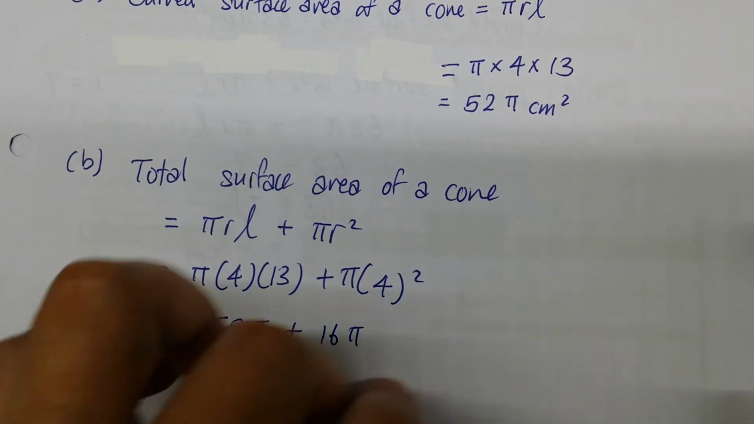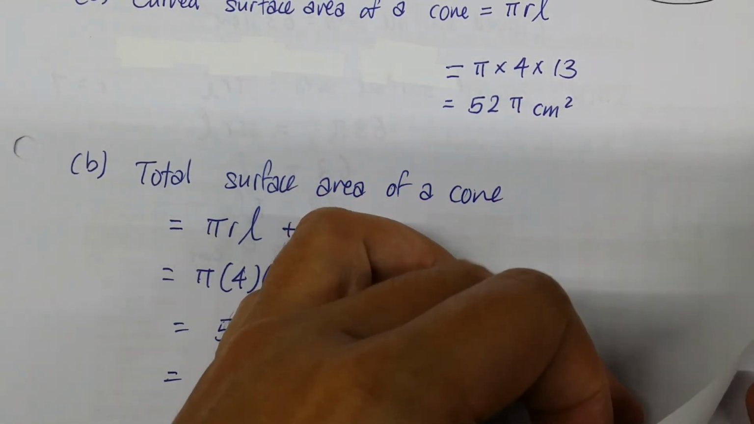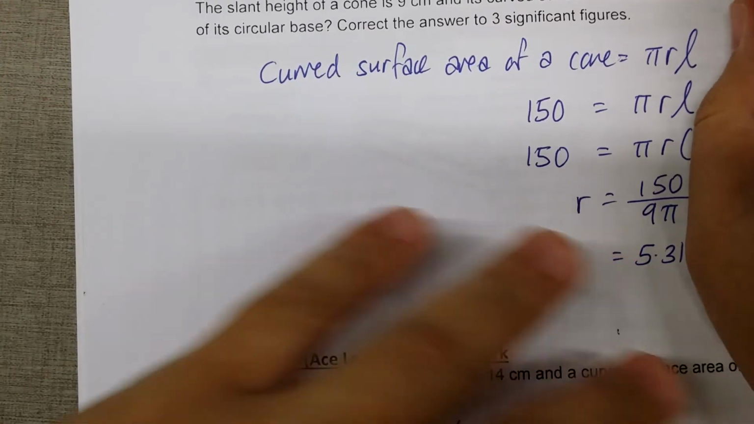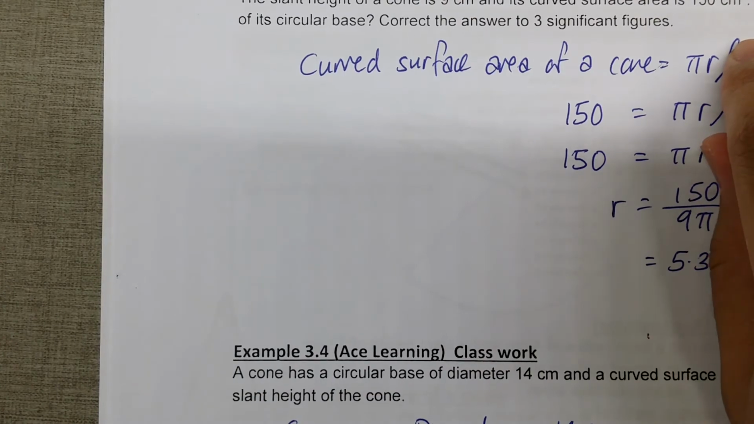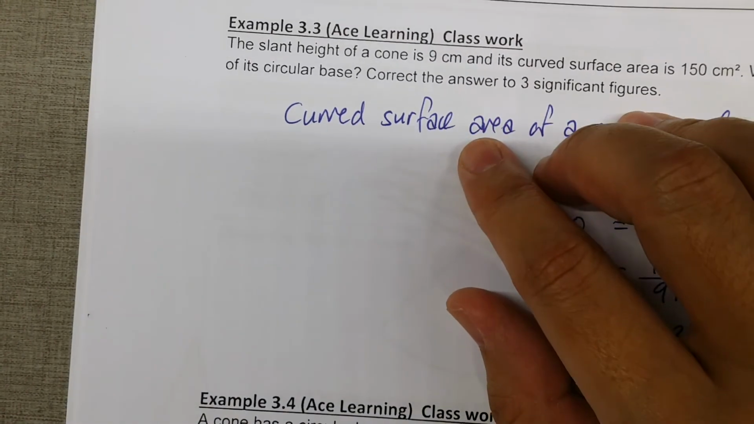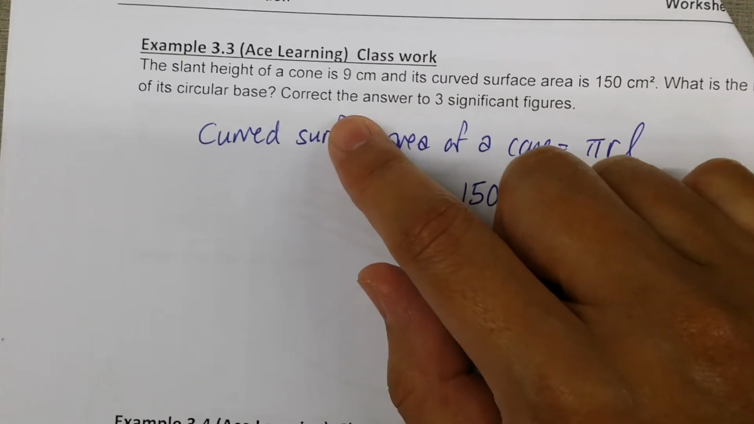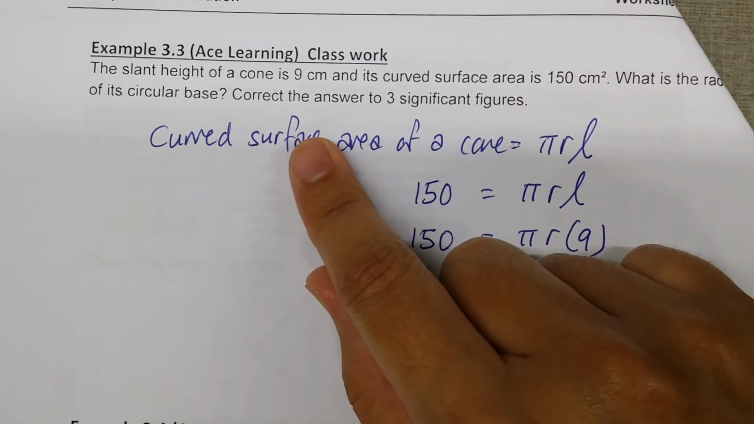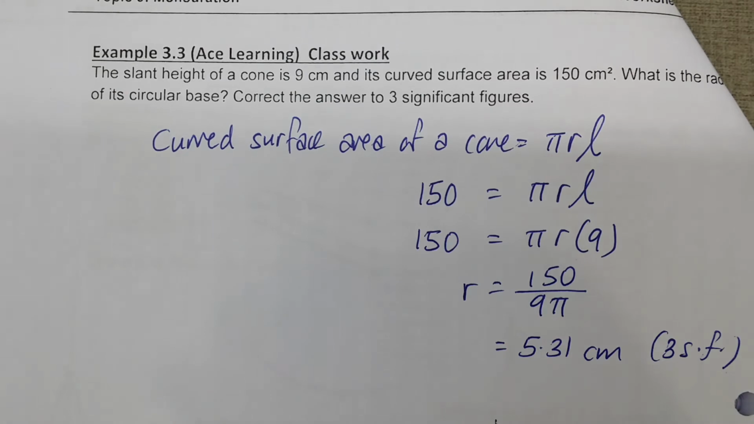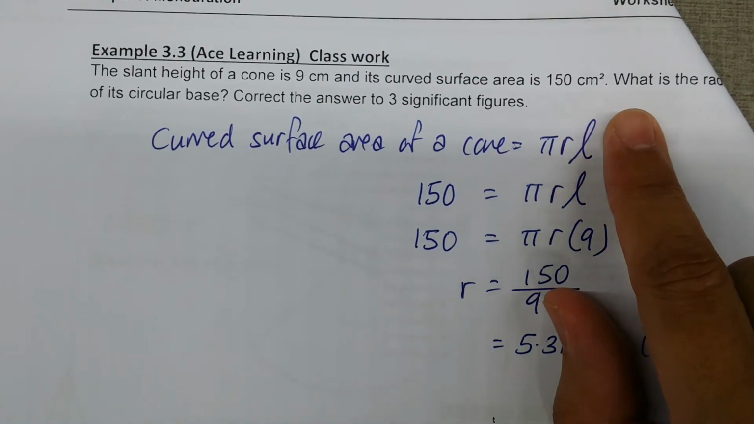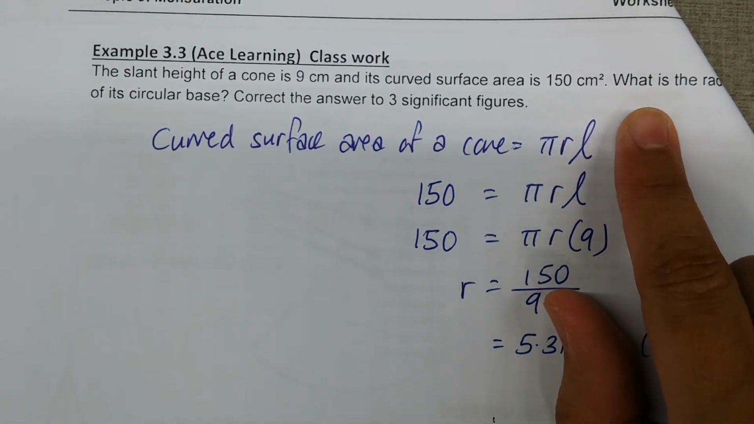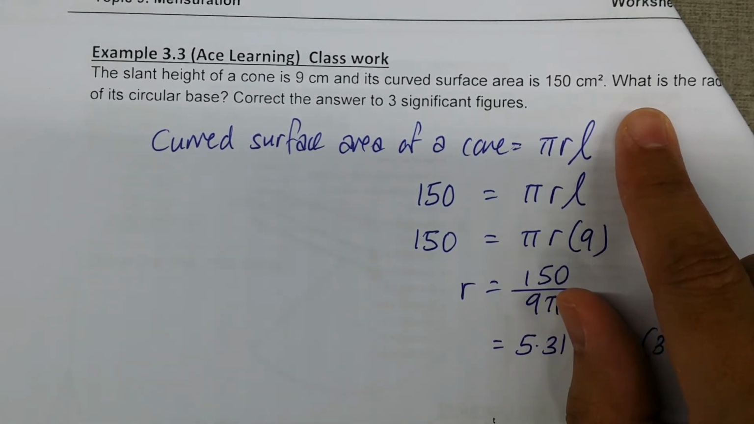Alright. Let's move on. Next example. 3.3. ACE learning as well. The slant height of a cone. This question is slightly more difficult because they didn't give me a diagram. The slant height of a cone is 9 cm and its curved surface area is 150. What is the radius of the circular base? Correct answer to 3 significant figure.